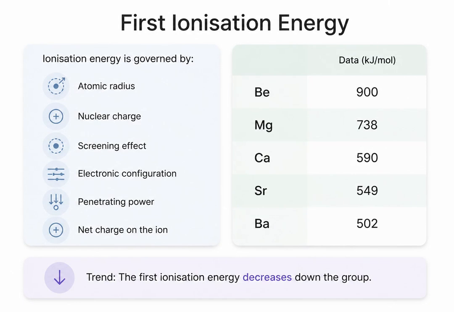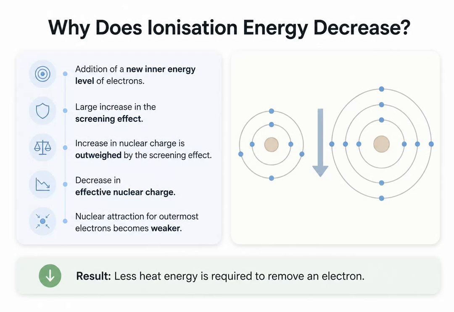Next is the first ionization energy, which is the energy required to remove the outermost electron. This is governed by factors like atomic radius, nuclear charge, and the screening effect. The data shows a distinct trend. The first ionization energy decreases as we move down the group, dropping from 900 kilojoules per mole for beryllium down to 502 for barium. The explanation for this decreasing trend is closely tied to the atomic radius.